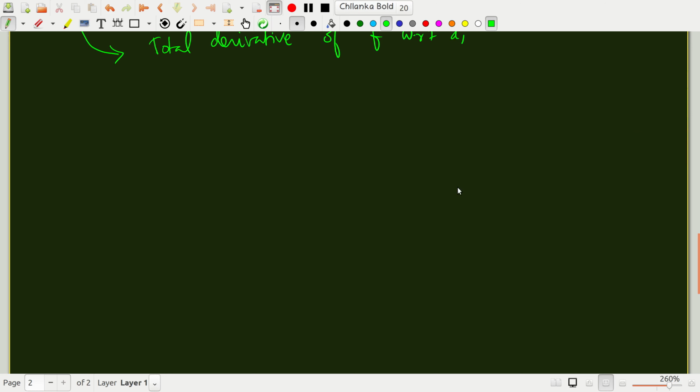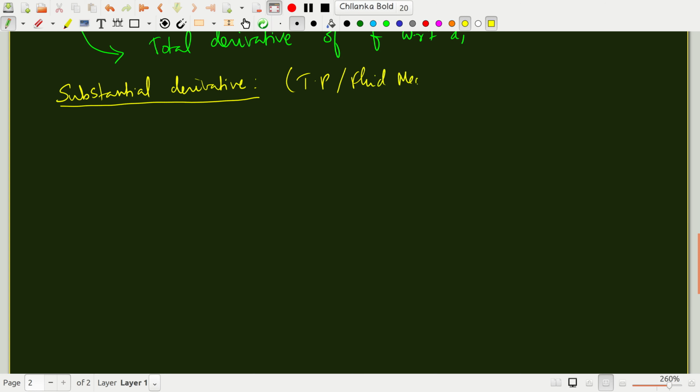Now this notion of a total derivative is very useful in fluid mechanics and transport phenomena, in coming up with what is called a substantial derivative. Let's just write this name. The same idea in fluid mechanics and transport phenomena goes by the name of substantial derivative. So what does it mean?